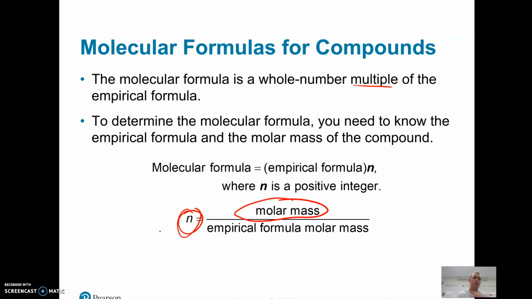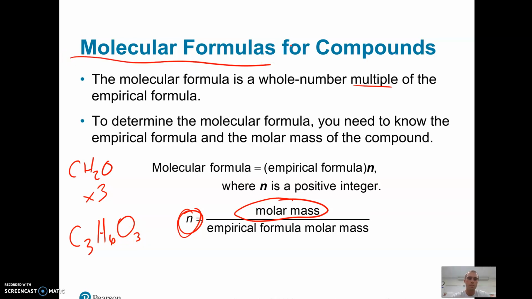So I would multiply, on the previous slide I had CH2O. I would multiply everything by 3, and I would get C3H6O3. Okay, so the molecular formula is just a whole number multiple of the empirical formula. But finding that whole number, we just take the molar mass of the compound divided by the molar mass of the empirical, and that gives us our whole number. Okay?